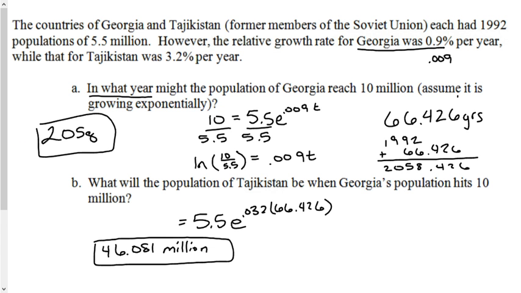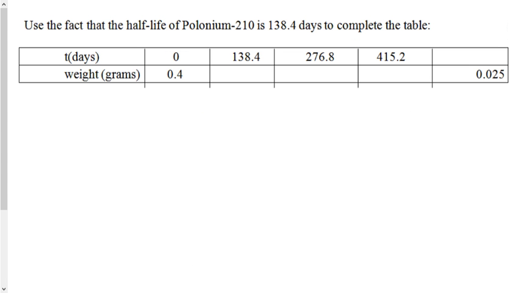All right. The next thing we're going to look at is something called half-life. Half-life just means how long it takes for you to have only half of the substance left. And in this case, this is a radioactive material, polonium-210. And it has a half-life of 138.4 days. So every 138.4 days, you will have half of it left.